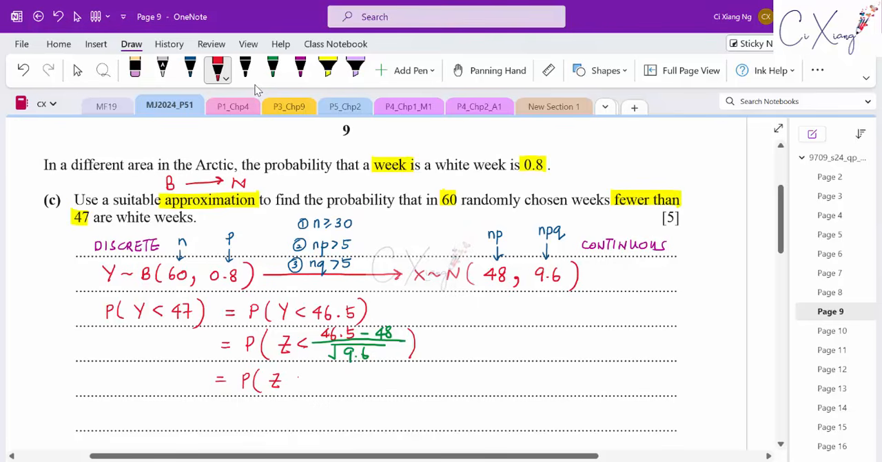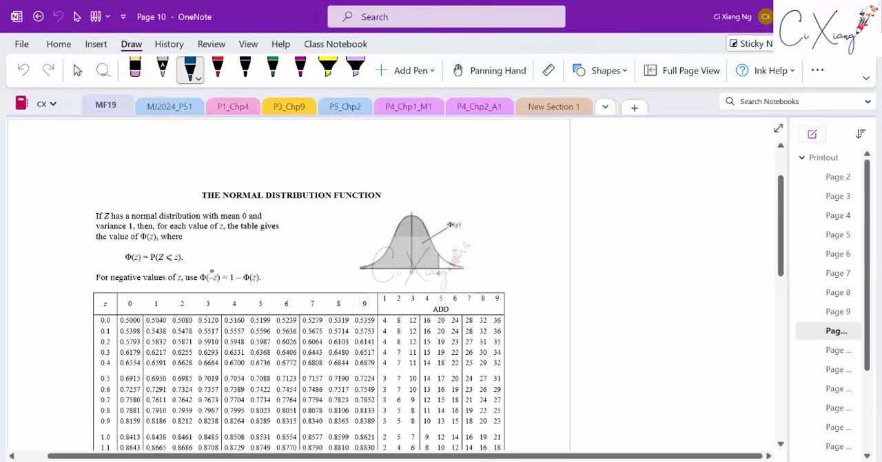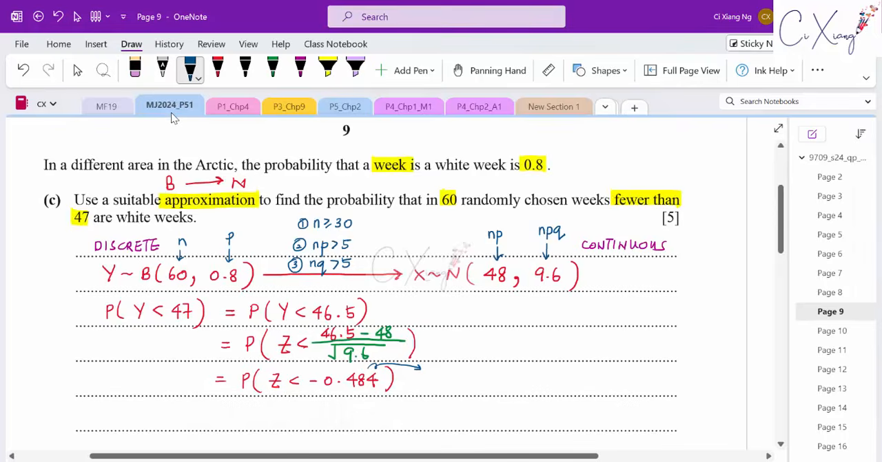Okay, then after that, use the calculator to help you a little bit. So your value for the Z should be negative 0.484. A small reminder here: because of the accuracy of our normal table, the Z value can be shown until 3 decimal places. Therefore, when you calculate the value for Z, please keep it to 3 decimal places as well. All right, just a reminder, 3 decimal places.